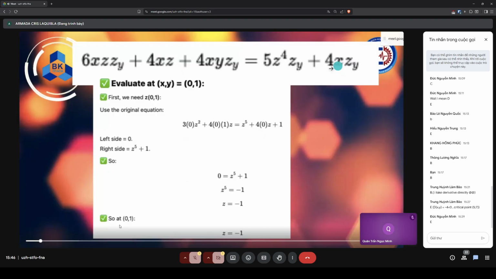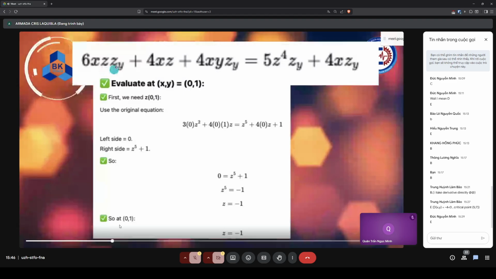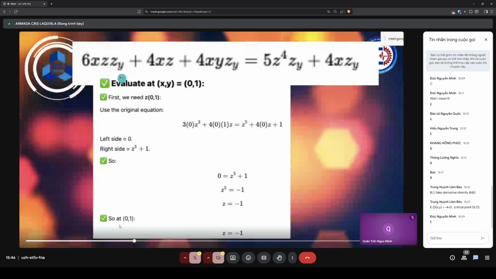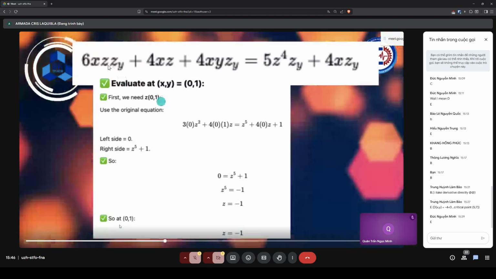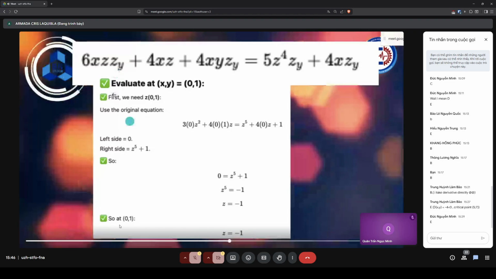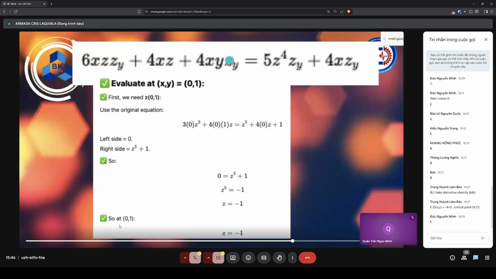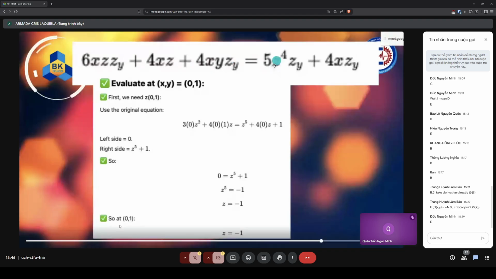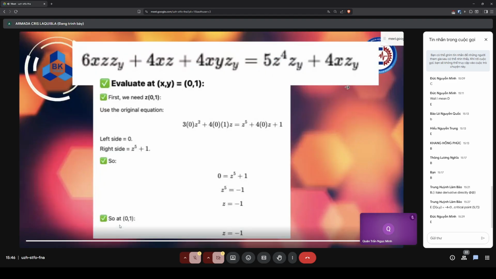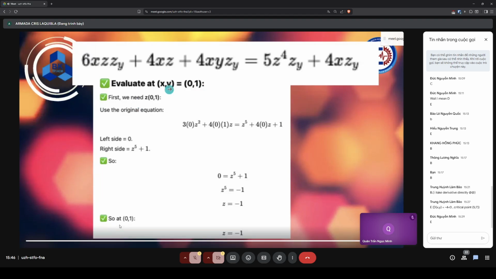We have there 6xz. Again, if you take the derivative with respect to z, you have to multiply it with zy, or partial of z with respect to y, or partial of z over partial of y, it's the same. Next, you have 4xz plus 4xy zy is equal to 5z to the fourth zy plus 4xzy.